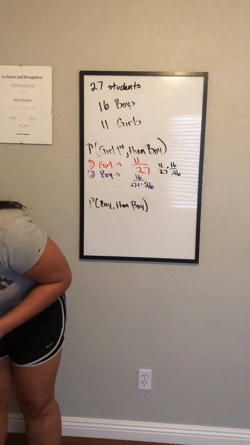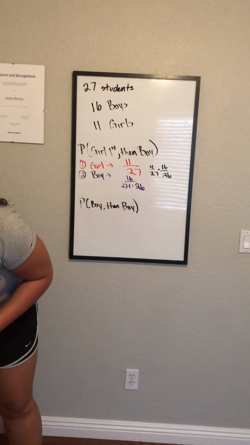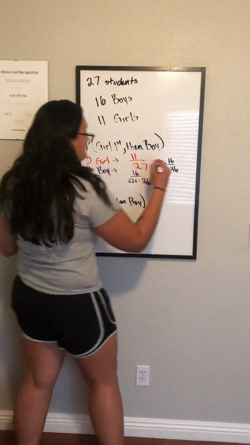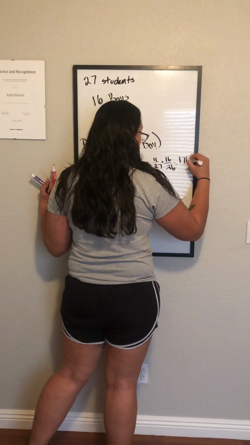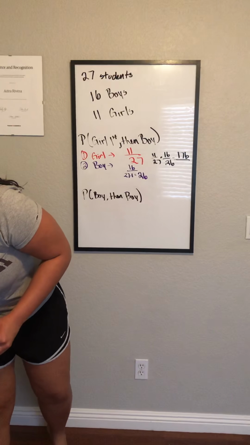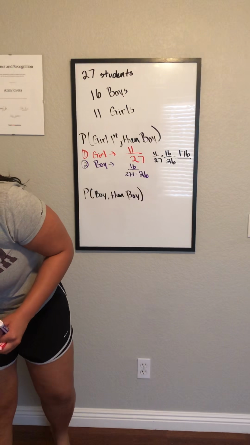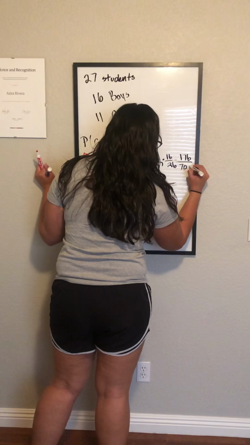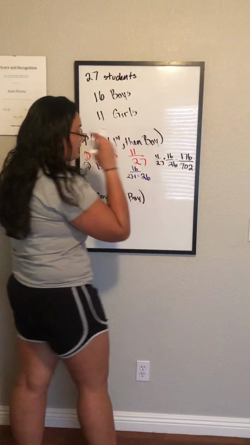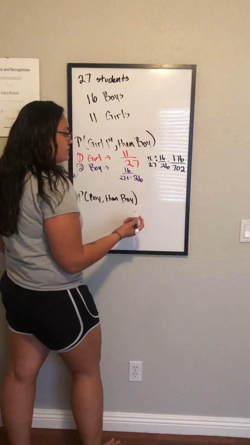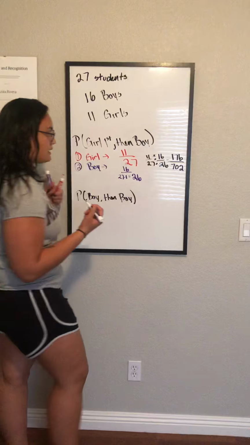Alright? So 11 times 16, I probably should have done this before, 11 times 16 is 176. And then 27 times 26 is 702. So that's what we're looking for. Again, when you're multiplying, all you do is multiply the two numbers that are on top together, multiply the two numbers that are on bottom together.